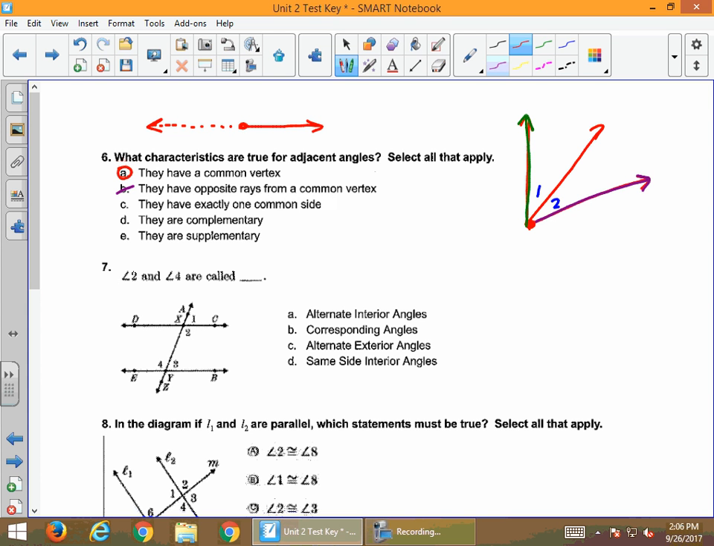Do adjacent angles have exactly one common side? Yes, they do. This side in the middle, the red side, is the common side. Do adjacent angles have to be complementary? Do they have to add up to 90? No, they don't have to, and in this picture they don't. Do they have to add up to 180? No, they don't. So you had to circle A and C only.